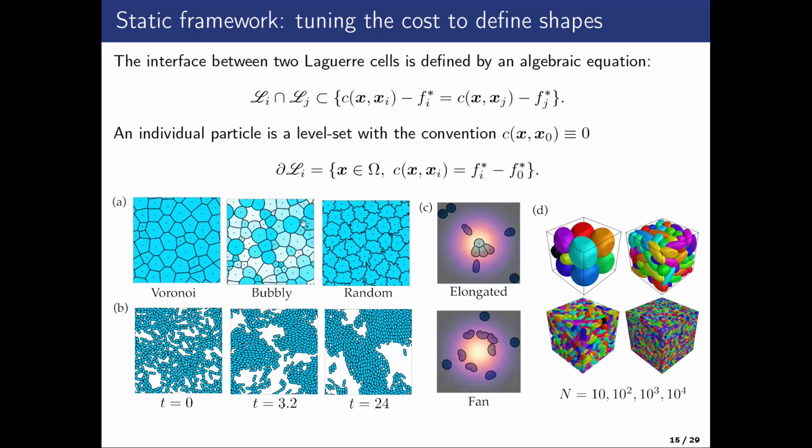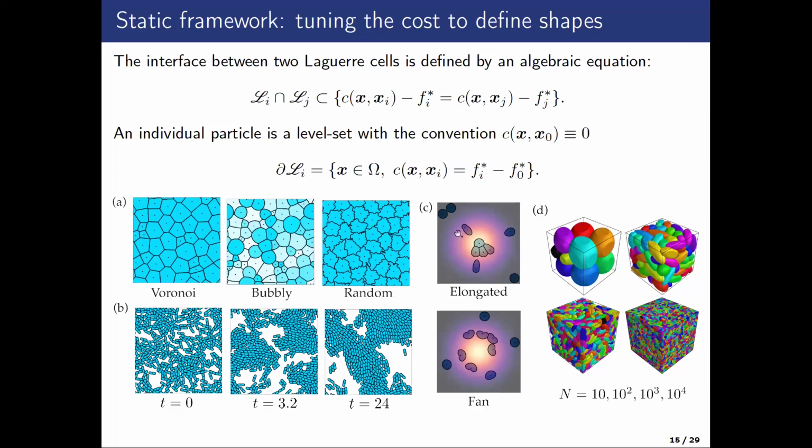That's a bit what we did to simulate tissue, with different cost functions. So this is an L2 cost function. You see that the interfaces between two Laguerre cells are straight lines. So it looks like a Voronoi diagram, but with volume constraint. Here it's a more bubbly diagram. You take just the distance and then they look a bit more like disks. And you can even put something random, and then the boundary will look very random.